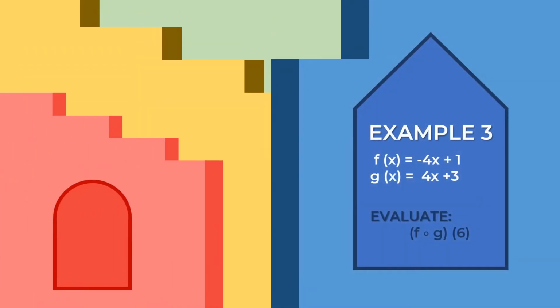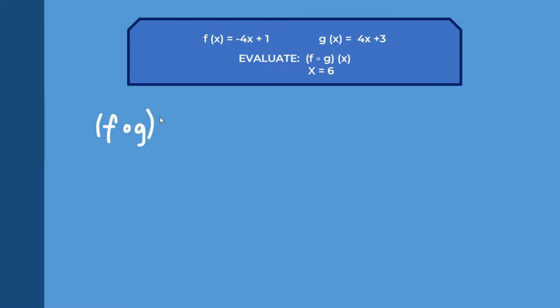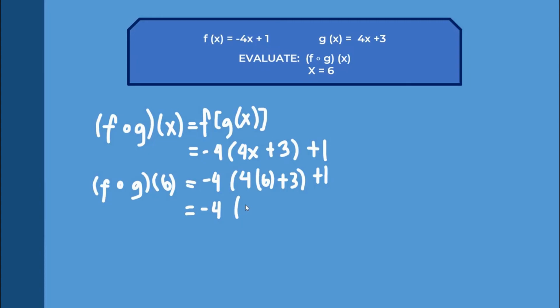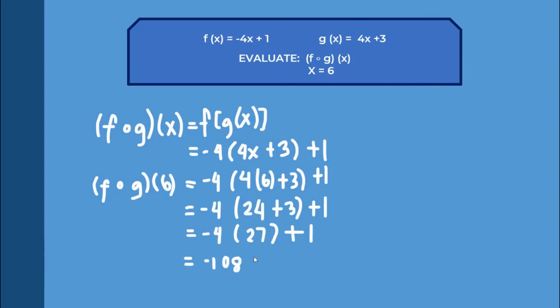Example number 3. Evaluate the value of f composite g of 6, wherein f of x is equal to negative 4x plus 1, and g of x is equal to 4x plus 3. First, we will write the formula of f composite g of x and the substituted values. Since our x is 6, let's substitute all the x found in there with 6. Then, copy negative 4. Multiply 4 times 6, that is equal to 24. Copy positive 3 and 1. After that, bring down negative 4, then add the values inside the parenthesis, which is equal to 27, and bring down positive 1. Now, let's multiply negative 4 and 27, and the answer would be negative 108, and copy positive 1. Then, add negative 108 and positive 1, the final answer would be negative 107.